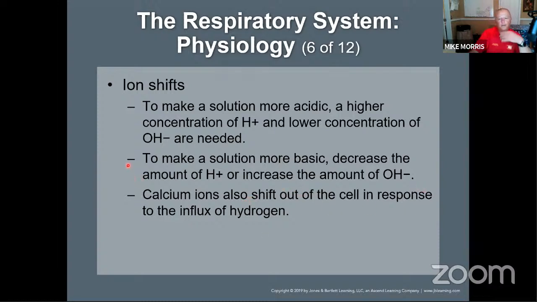All right, so here again, if you want to make a solution more acidic, you need a higher concentration of the hydrogen ion. If you want to make a solution more basic, then you need to reduce the amount of hydrogen ions. We talked about the calcium ions, how they shift out of the cell, and they shift out of the cell, like we showed you, because we have so much hydrogen ions there. And they're not the only ones. The potassium, and so is the sodium as well.